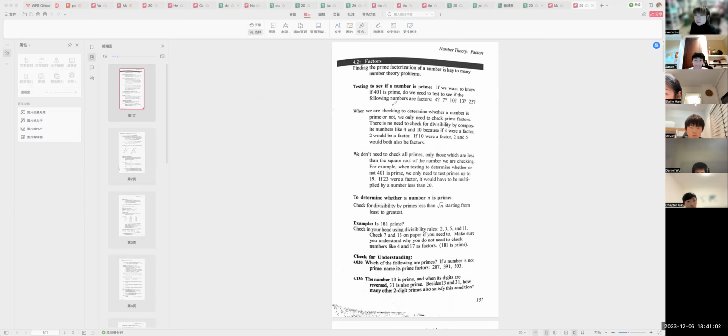When we're checking to determine whether a number is a prime or not, we only need to check prime factors. There's no need to check for divisibility by composite numbers like 4 and 10, because if 2 is a factor already, 4 for sure will be a factor. Get it? So we don't have to calculate the composite numbers, just the prime numbers. If 10 were a factor, 2 and 5 would both also be factors. Get it, everybody?